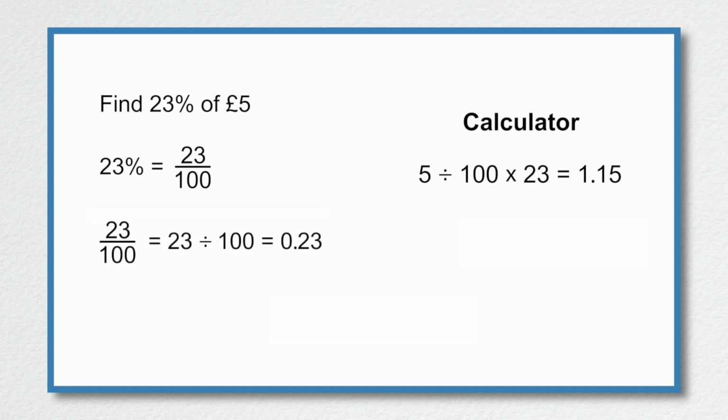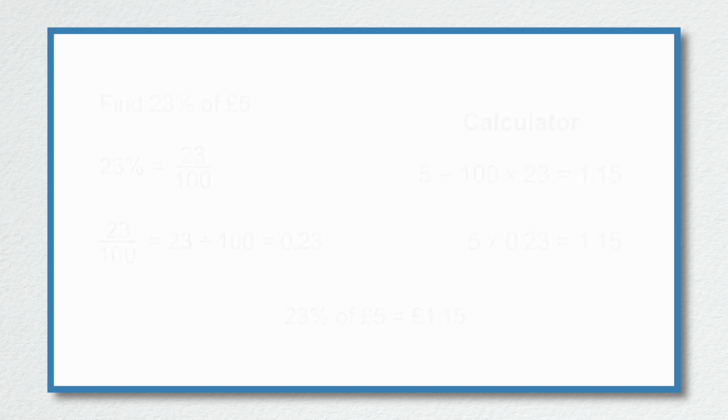Alternatively, we can think of 23% as 0.23, because 23 divided by 100 is 0.23. So when finding 23% of £5, we could type in 5 multiplied by 0.23, and this is equal to 1.15. So 23% of £5 is £1.15. So there are 2 ways in which we can work out this problem. Let's look at another problem.